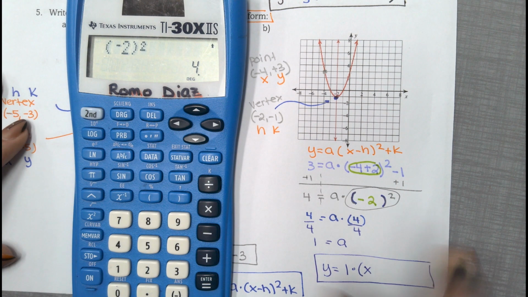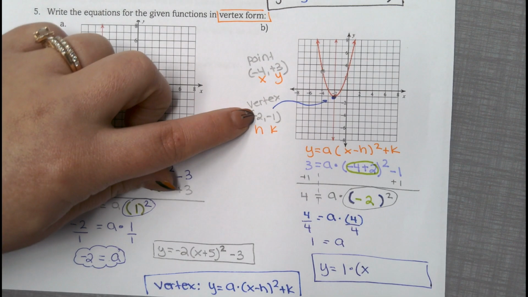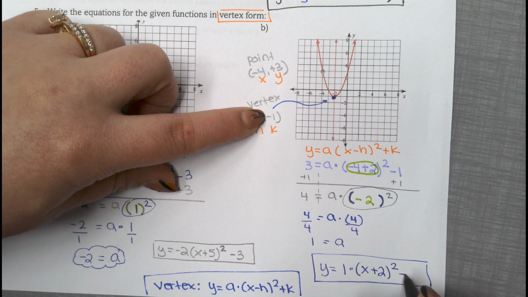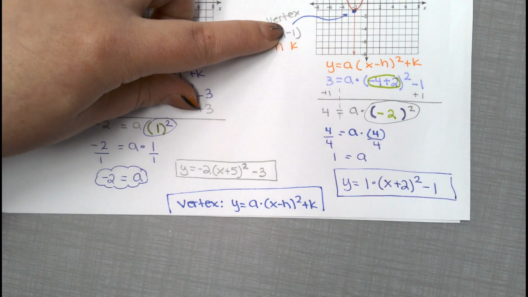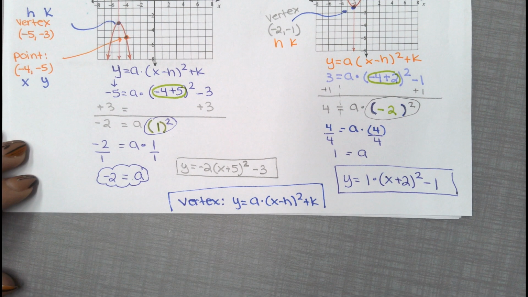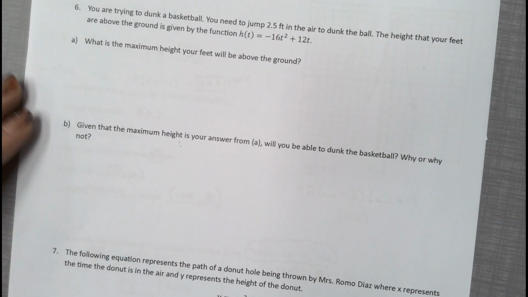Here's X. Our H value was a -2, so I'm writing a +2. Make sure it's squared. And our K value was a -1. And so we have our answer. Moving on to the last few questions.